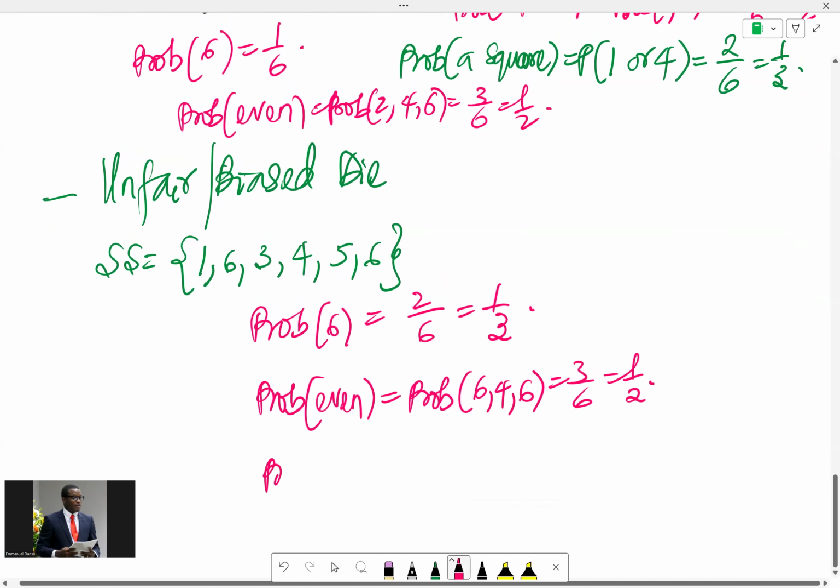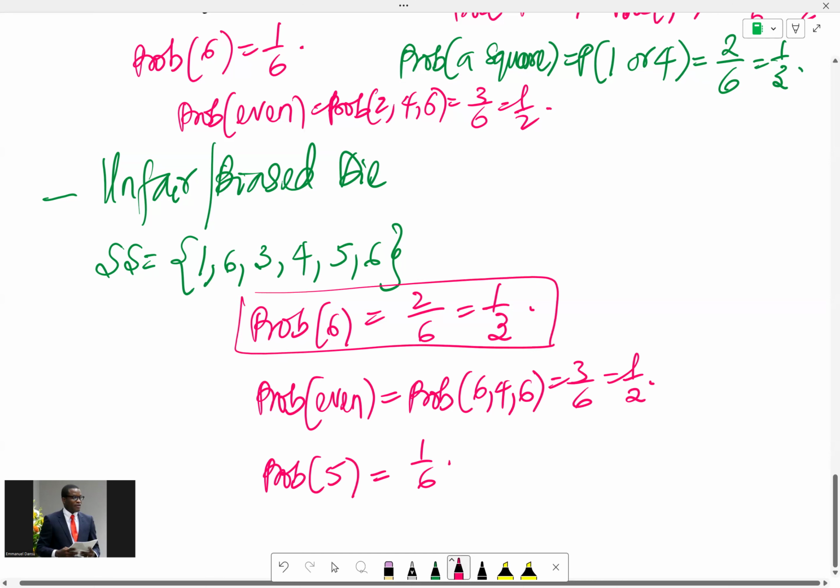So then, what is the probability of getting... of course, we've done the probability of getting a 6, which is 1 over 3. So what is the probability of getting a 5? Of course, nothing has changed. That's simply 1 over 6. But basically, this is the key part: because 6 is important, you have doubled your chances of getting a 6 by tampering with the die, okay?